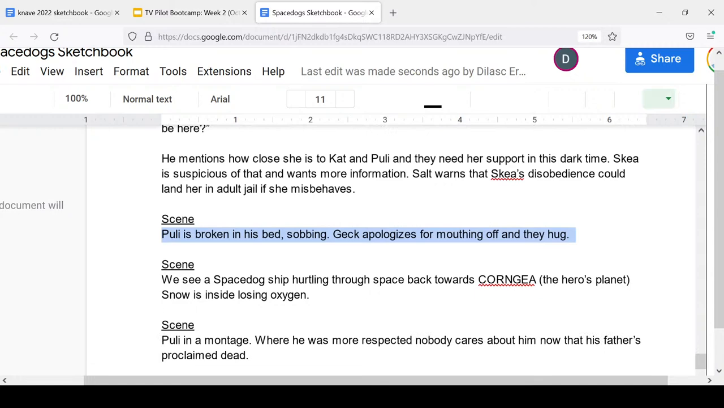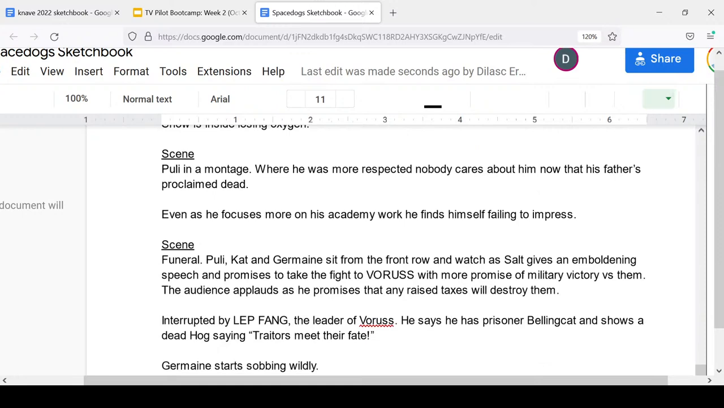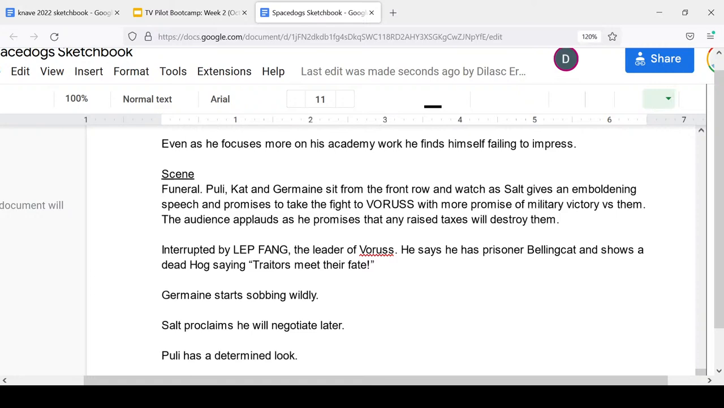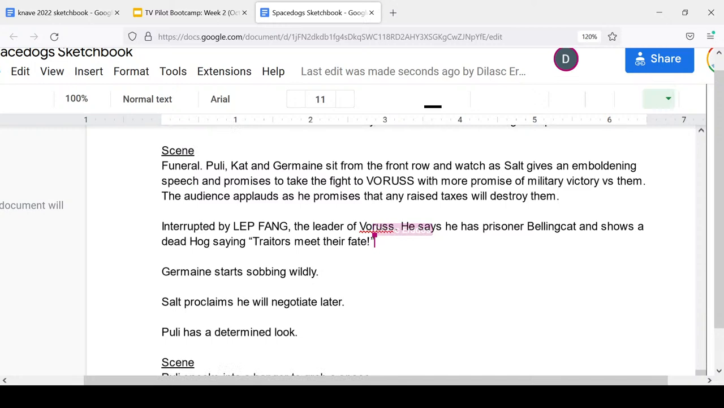So we see a Space Dog ship hurtling towards the planet. He reflects on how he used to be respected, but now that his father's dead, he's got to do something different. He focuses on his academy work and fails to impress. We do the funeral of the dead.